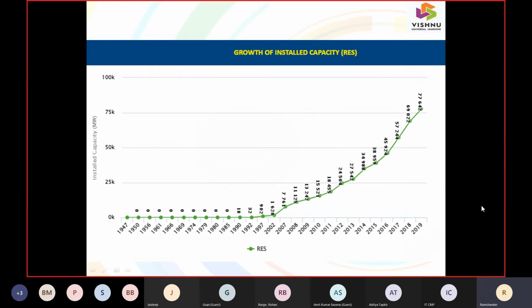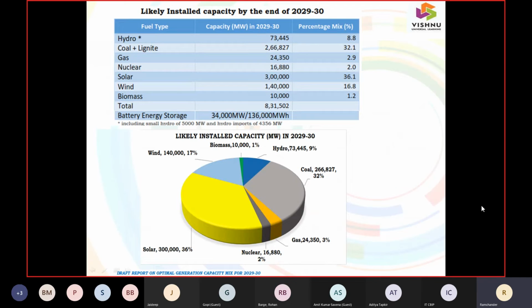Looking at the growth of installed renewable energy capacity in India, it has been increasing rapidly over the last 10 to 20 years. Since 2002 it slowly started. Now we have reached almost 77.6 gigawatt including wind and solar, with almost 50 gigawatt being solar itself. Maybe in the next 4 to 5 years, we will be able to reach more than 200 gigawatt. I'll also show that in this slide.